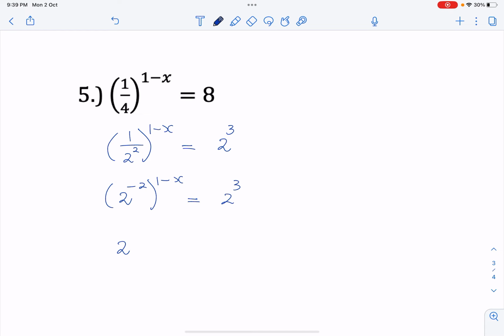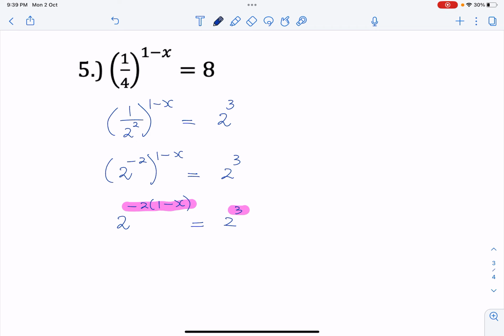If we multiply out the exponent, negative 2 times 1 minus x, be careful here, we will patiently write it down so that we are not confused with the subtraction and negative. The most important part right now is that the bases on both sides are already equal, base 2. So now we can derive a conclusion that the exponents must be equal, right? Negative 2 times 1 minus x in the bracket is equal to 3. Expanding the bracket, we have minus 2 plus 2x equals 3.